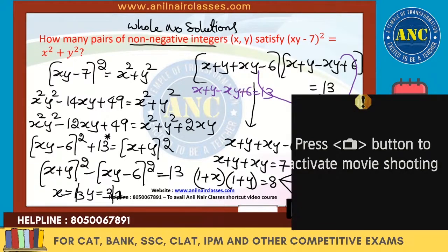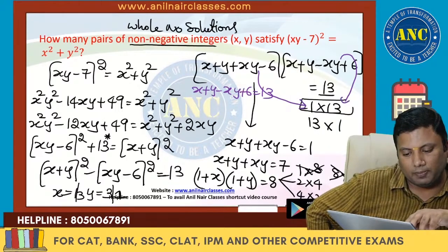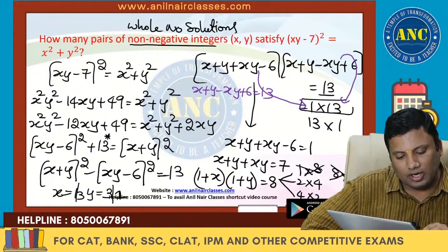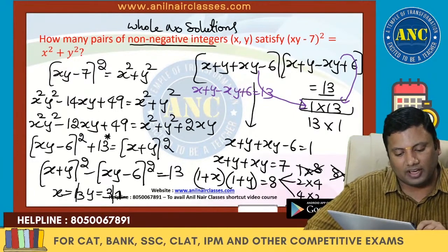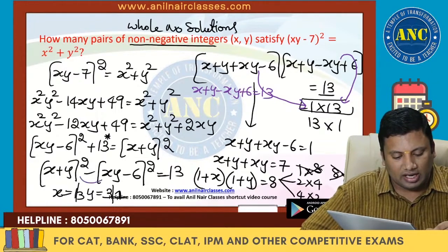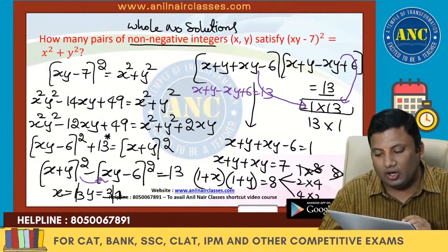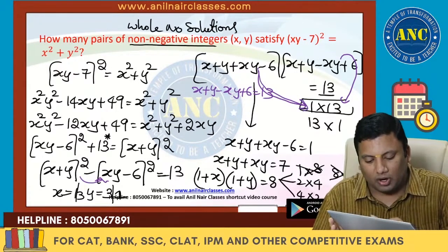Always remember, once it is clear to you, right? x square y square minus 14xy plus 49 is x square plus y square minus 12xy, it is plus 2xy. xy minus 6 whole square plus 13 is x plus y whole square. x plus y whole square minus xy minus 6 whole square. These are a square minus b square, a plus b into a minus b. Still I did not complete it, I just gave an idea. If it is 1, this is the process we have to do.